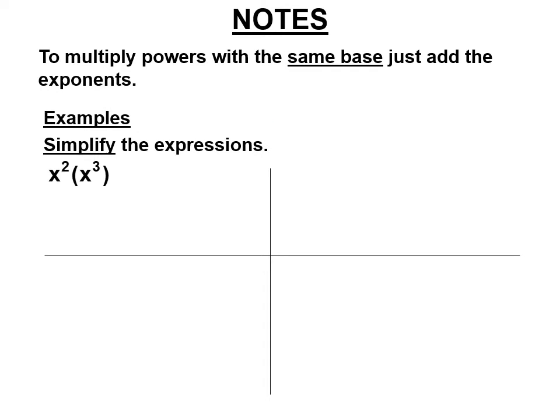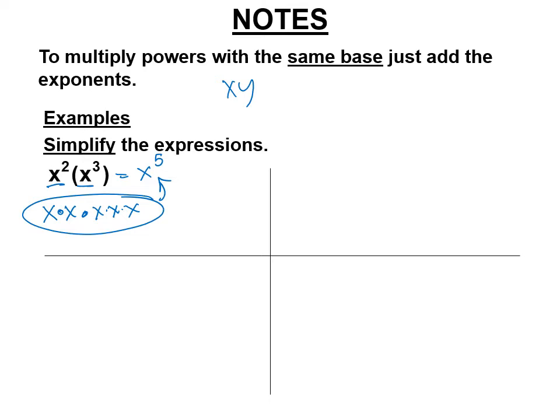So to multiply powers with the same base. You can't, if you have x times y, that's x times y. You can't do anything to that. But if you have the same base, in this case, x, and you do x squared times x cubed, you just add the 2 plus 3 together and you get x to the 5th. Now why does that work? Well, because x squared is x times x. X cubed is x times x times x. And they're being multiplied together. So what is that? That's x to the 5th. It's that simple.